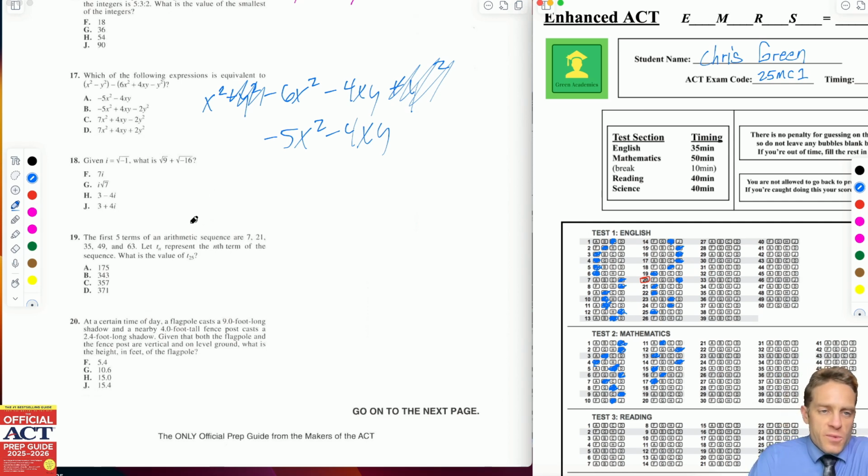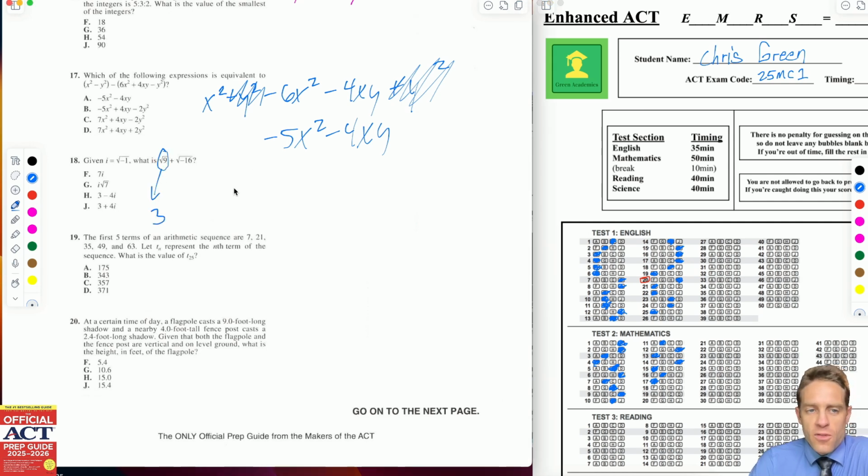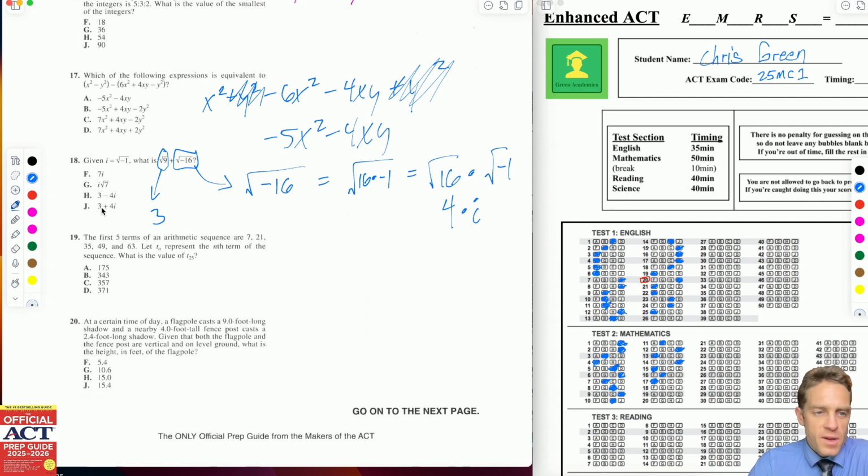Given i equals the square root of negative 1, what is root 9 plus root of negative 16? So obviously the root 9 is just a 3. Now the root of negative 16, if you did it by radical reduction, you could have thought of it as the root of 16 times negative 1. And in this situation, that's the same as root 16 times root negative 1. So this becomes 4 times i. So the answer is 3 plus 4i.